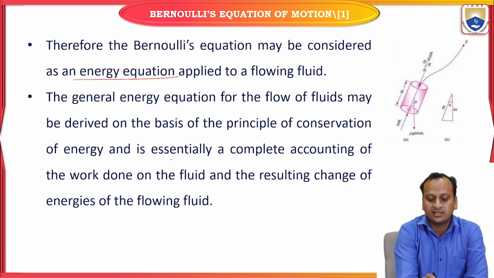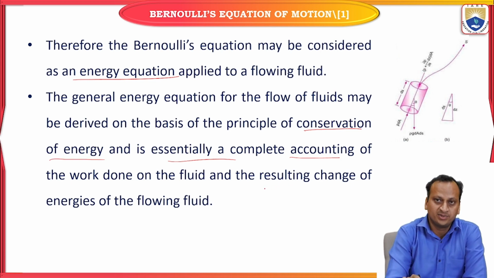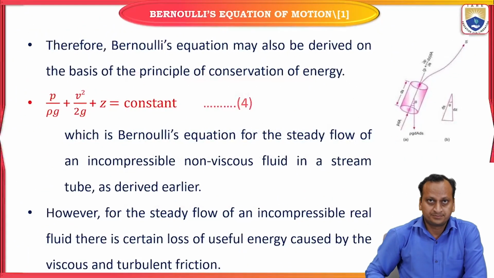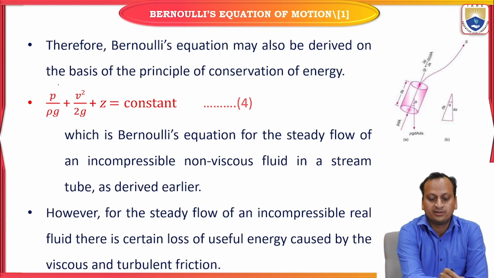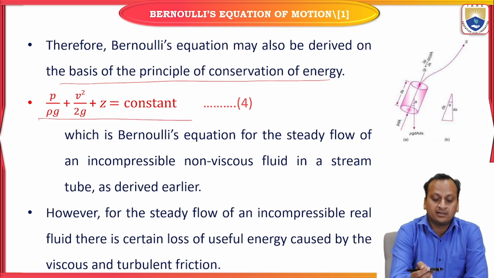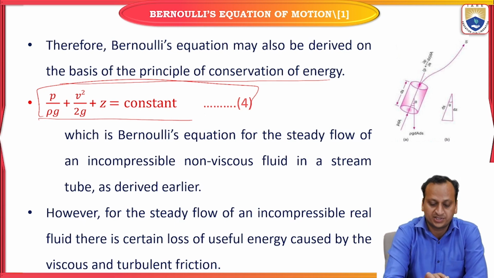So this can be derived not only from Euler's equation, it can also be derived from the law of conservation of energy, as the total energy remains constant. This is another approach of deriving Bernoulli's equation. Therefore, Bernoulli's equation may also be derived on the basis of the principle of conservation of energy. Either way you will get the same expression for Bernoulli: p by rho g plus v square by 2g plus z equals constant. That means the total energy remains constant.